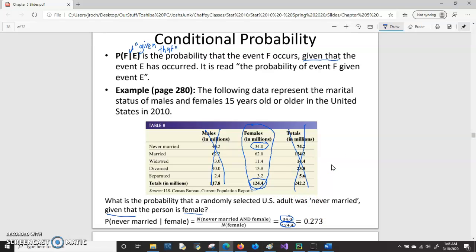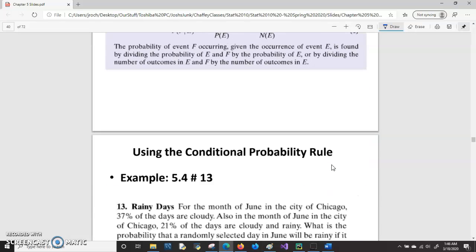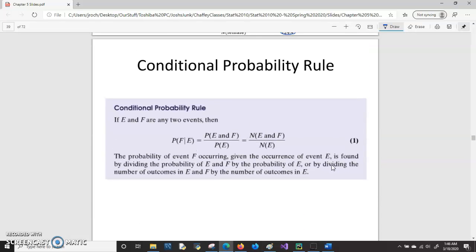There's also, on the next slide, a formula for calculating conditional probability. And if you're comfortable using formulas, you're welcome to use it. This just means the probability of E and F occurring divided by the probability of E. And notice that the given part is always the denominator here.